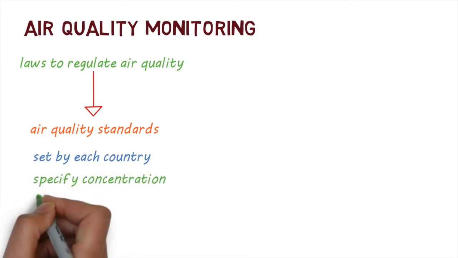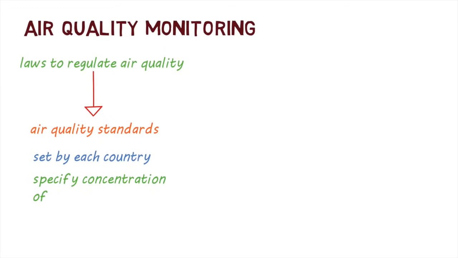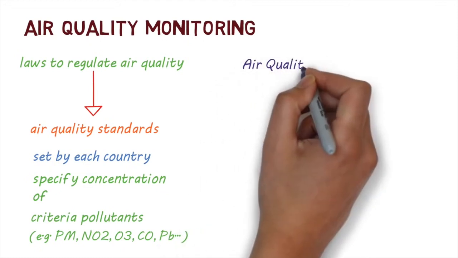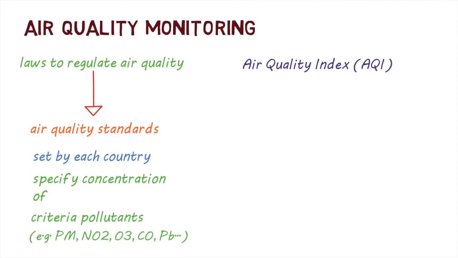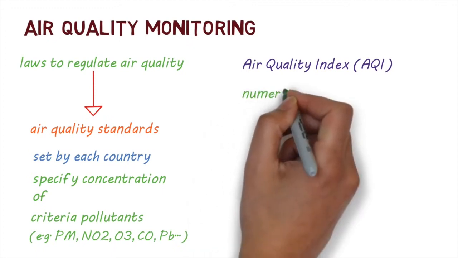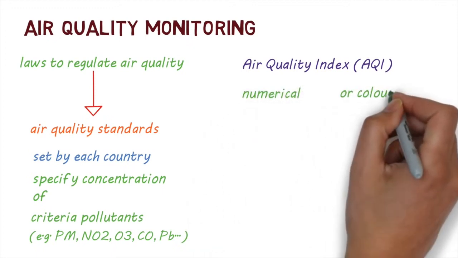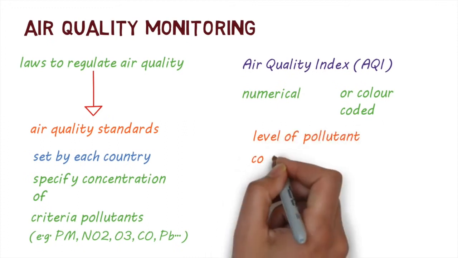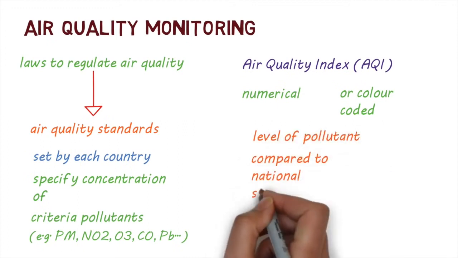These standards specify the concentration of a number of selected pollutants called criteria pollutants that are allowed in the air. A useful way to track air pollution against the national standards is a measure called the Air Quality Index, AQI. This is a simple numerical or color-coded representation of how clean the air is. There are different ways of calculating the AQI, but it's essentially a measure of what the level of a pollutant is compared to what the national standard is.